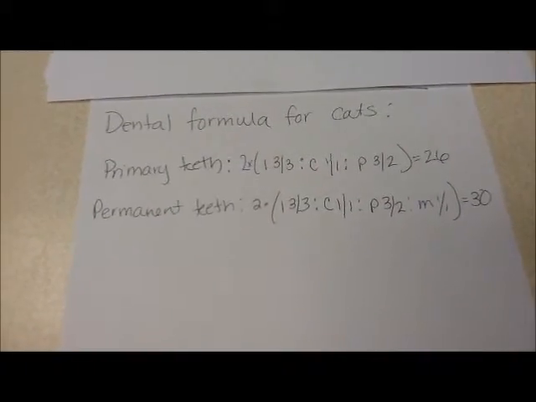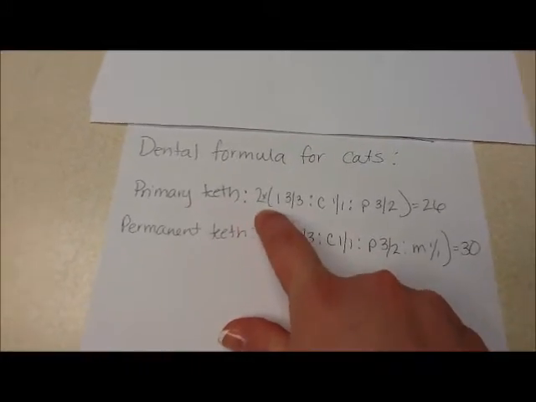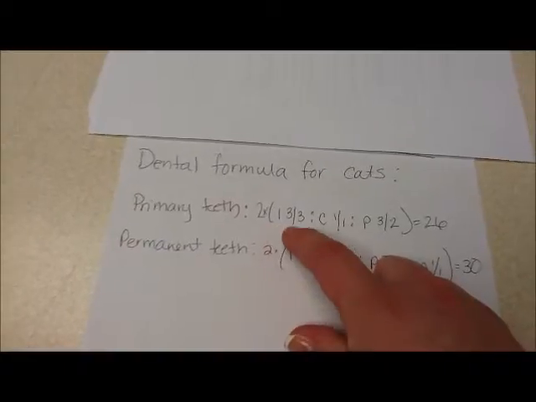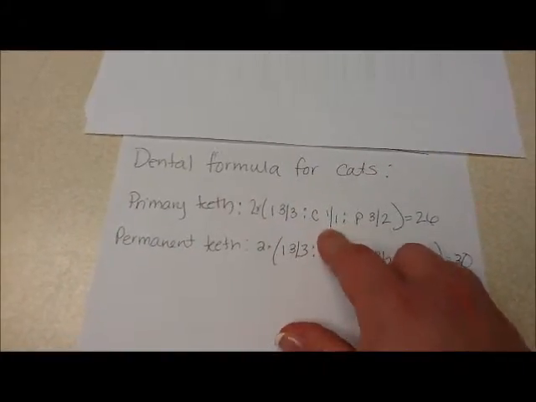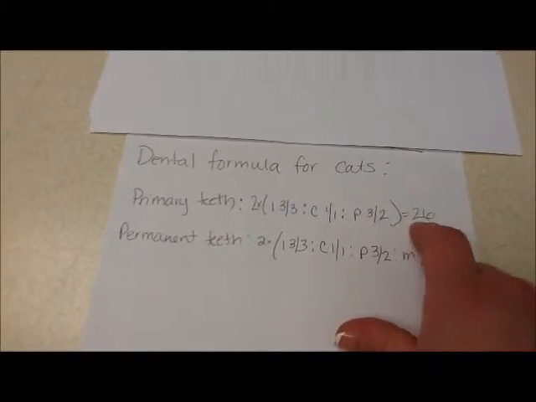And this is the dental formula for cats. For the primary teeth, again, top and bottom, you have incisors 3 and 3, 3 on the left, 3 on the right, canines 1 and 1, and then premolars 3 and 2, for a total of 26 primary teeth.